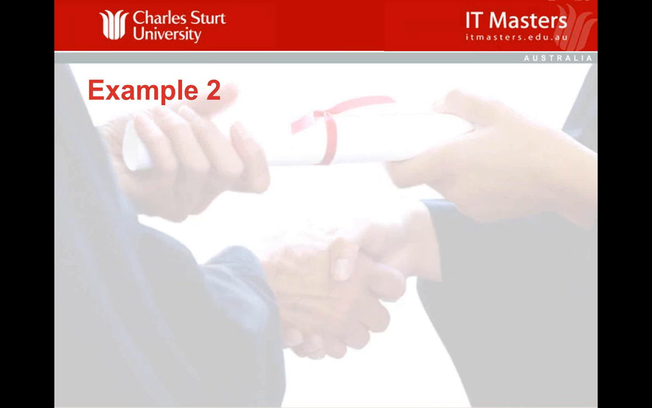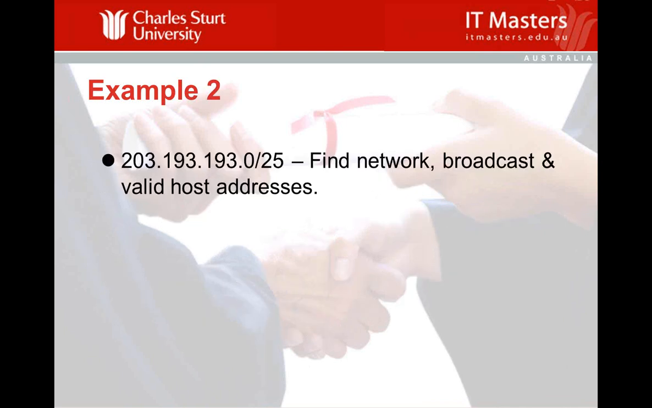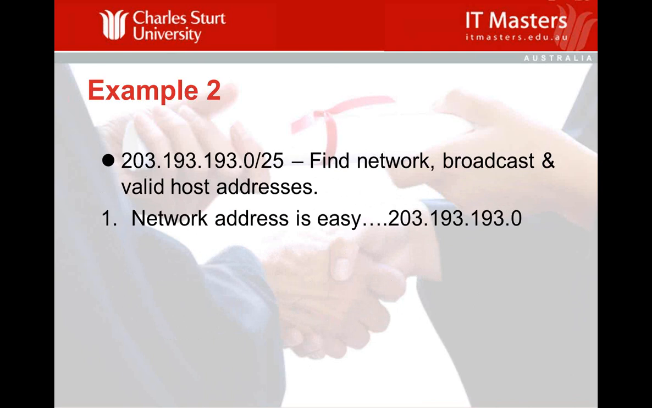Okay, going through another example. 203.193.193.0 /25. We want to find the network, the broadcast address, and the valid host addresses. Okay, so we'll try and move through these examples fairly quickly. Ask questions as we go along. So the network address is easy. It's 203.193.193.0. Okay, how the heck did you work out that?